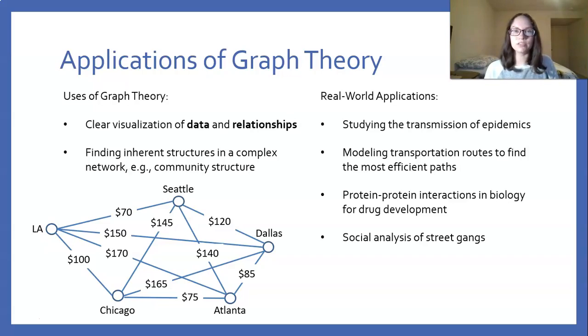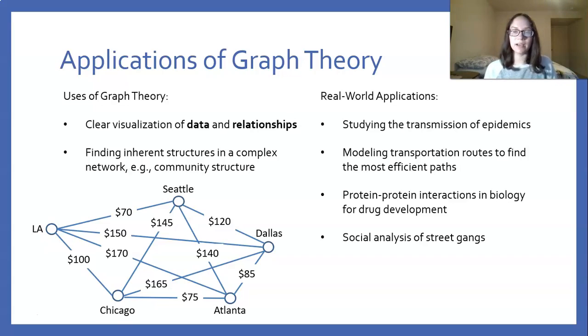Another example we have is protein-protein interactions in biology. You're modeling the interaction between two proteins, and you can use graph theory to show this and maybe find out which proteins are more alike in terms of their interactions and what other proteins they interact with, which can be very helpful.